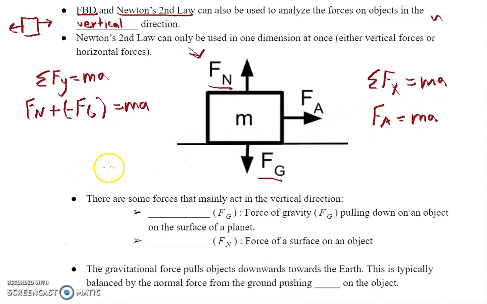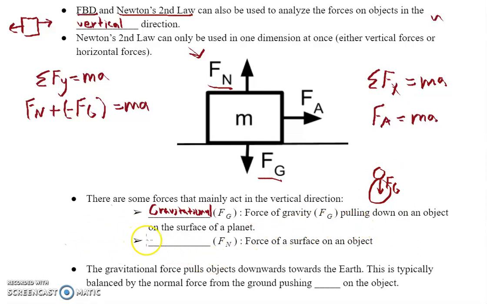So the next thing is there are some forces that are going to be primarily acting in the vertical direction. We're going to go through those. The first one is the gravitational force, Fg. That's the force that gravity pulls down on an object. You've already seen this. If you have something sitting on a planet, there's going to be some force of gravity pulling down on it, pulling it towards the planet. So that's the gravitational force.